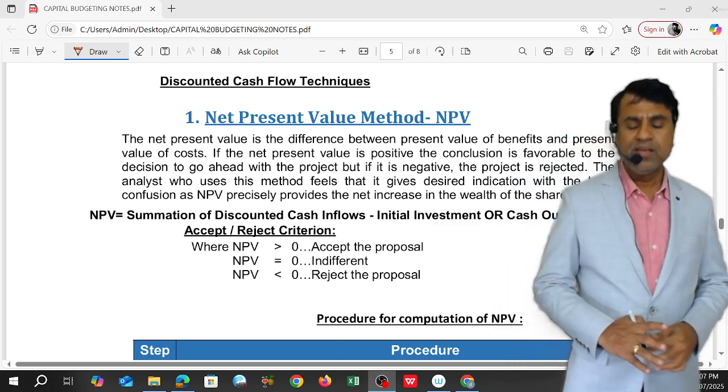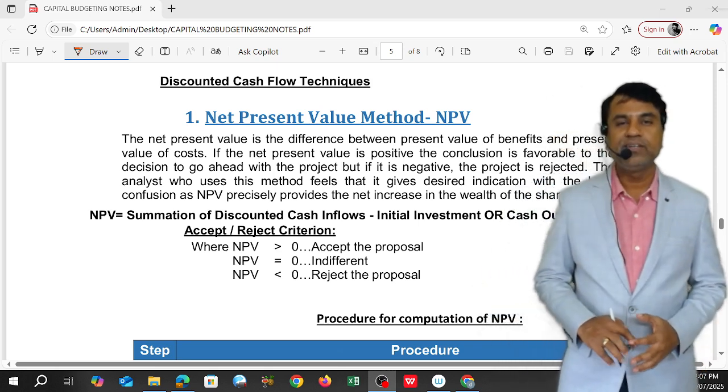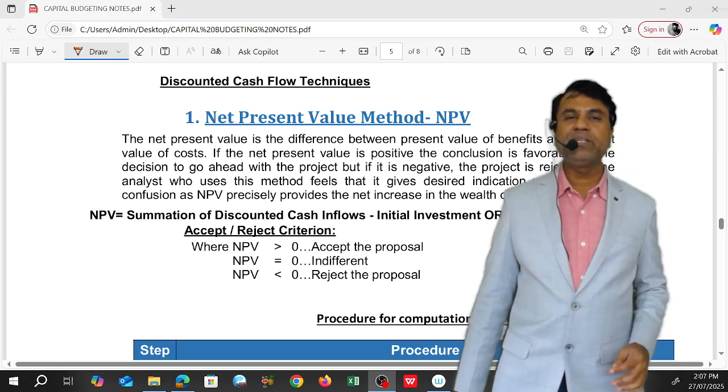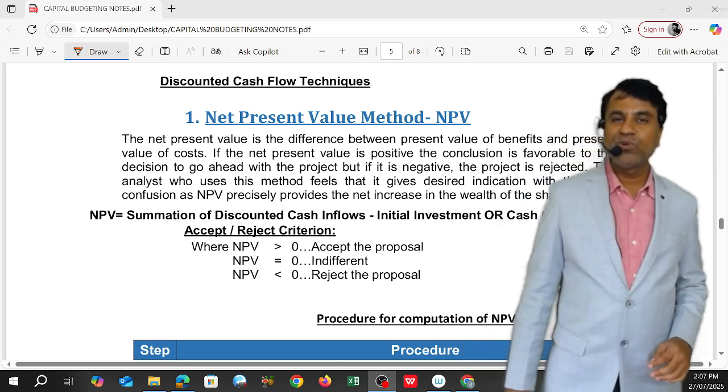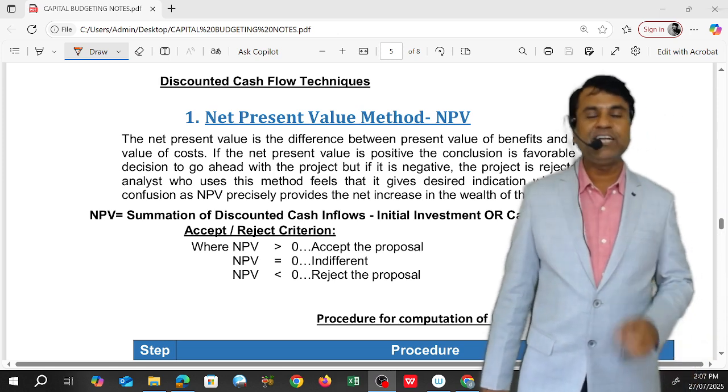We have solved the sum. The same sum we are going to solve today by the discounted cash flow method. And the first method there is net present value, the most important method out of discounted cash flow techniques, which considers the time value of money or present value of money.